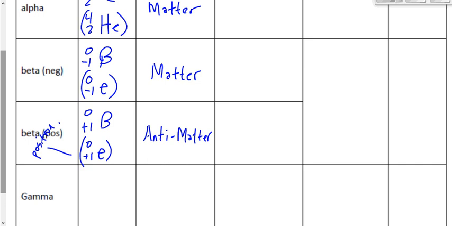Gamma has a symbol with 0, 0, which means that gamma is not matter or antimatter, rather it's just energy. Specifically, it's electromagnetic radiation. Remember we said in our last unit that gamma radiation was produced as a result of nuclear decay? This is where we're at here, right? Nuclear decay: no protons, no neutrons, no electrons, no positrons. It's just energy, pure energy.